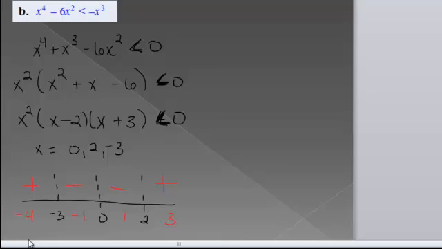So these are the signs that I get. When I plug -4 into this, I get a positive. When I plug -1 into this, I get a negative. When I plug in 1, I get a negative. And when I plug in 3, I get a positive. So looking at the function itself, it says strictly less than 0. That means we only want the parts where this is negative. That would be these two parts right here.